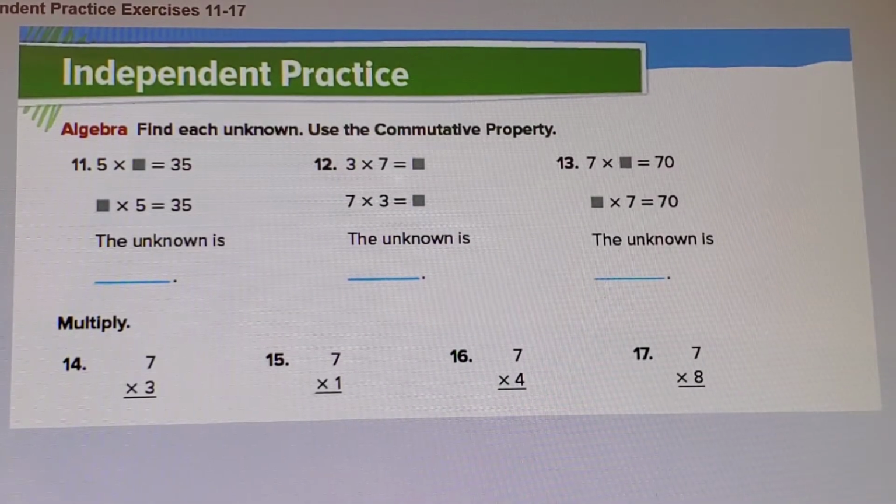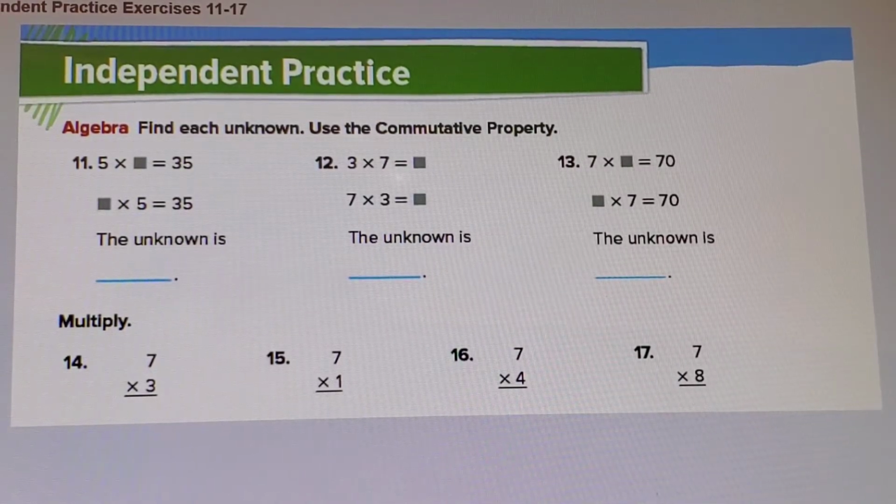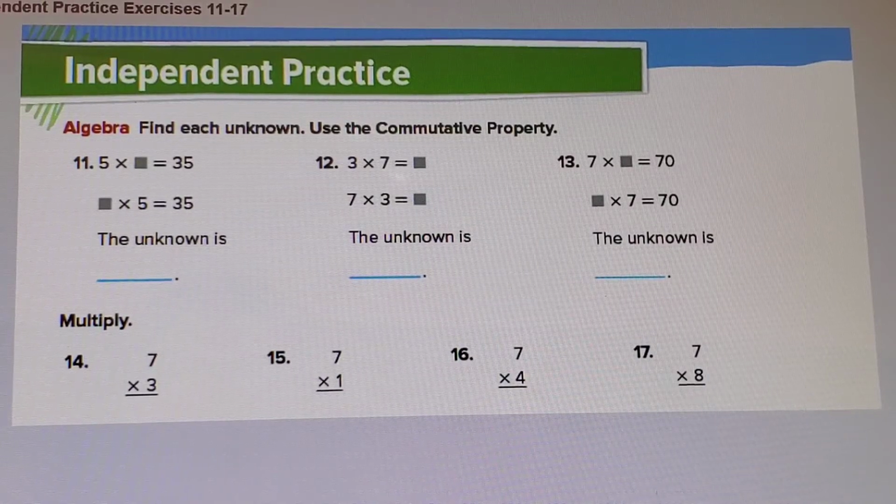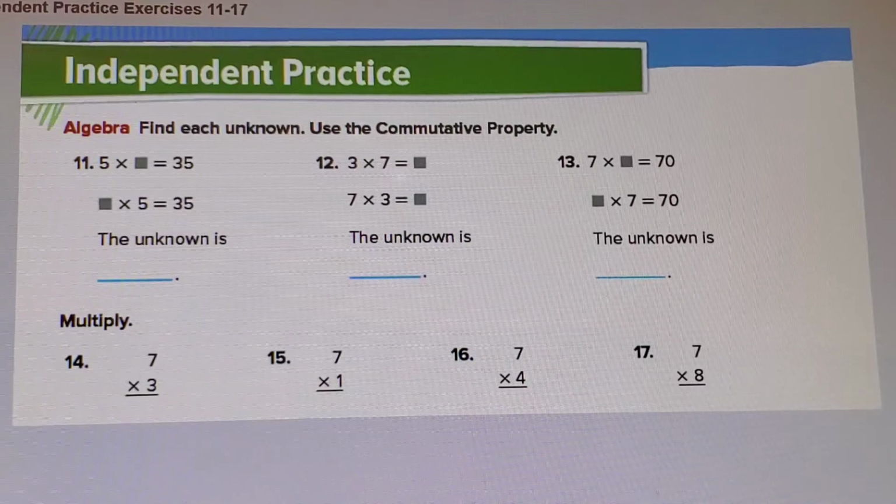Independent practice. Algebra. Find each unknown. Use the commutative property. 5 times unknown equals 35. And unknown times 5 equals 35. You write down what you think the unknown is. We'll check it in a minute.